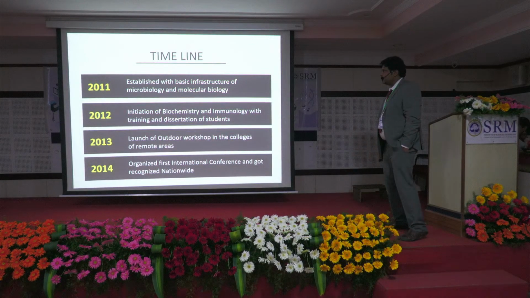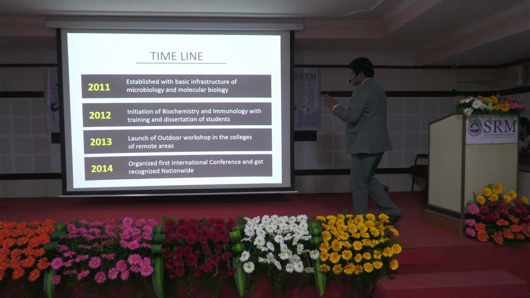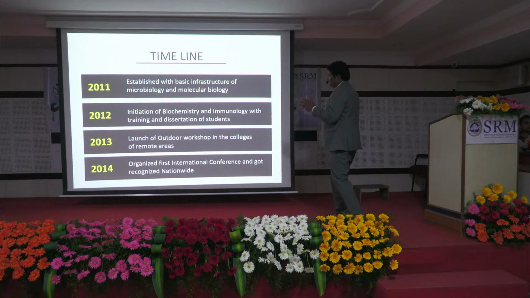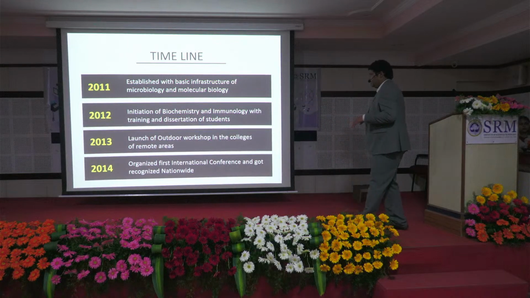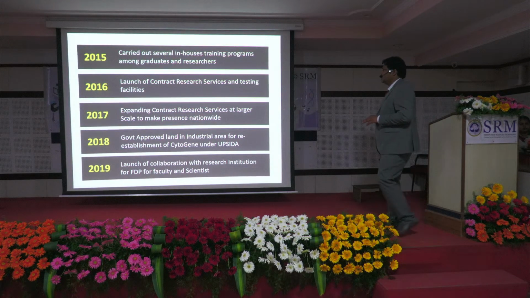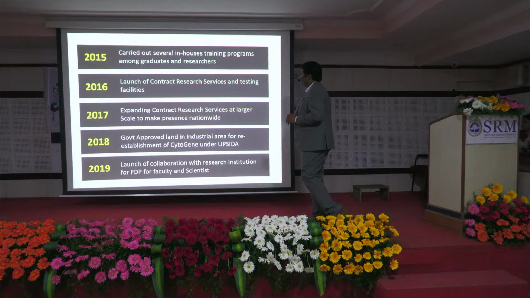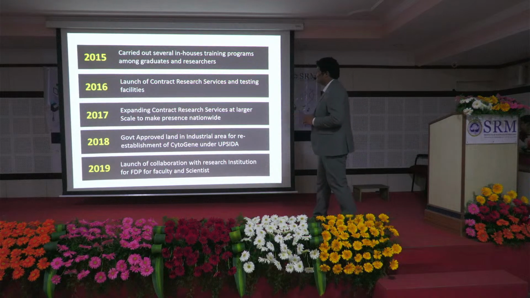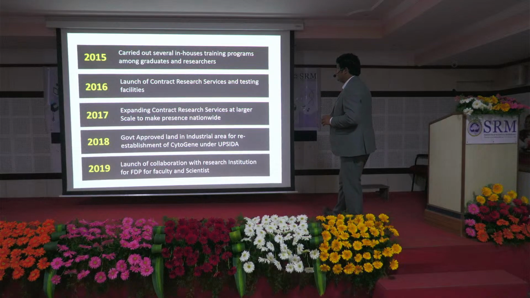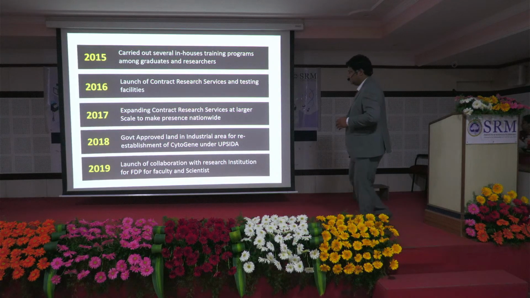Timeline, how we have gone through year by year. In 2011 we established, in 2012 we established biochemistry and immunology, in 2013 we started workshops, in 2014 we organized the first international workshop, then in 2015 an in-house training program for graduates and researchers, in 2016 we started contract research services, and then we went through all the approvals and improvements.